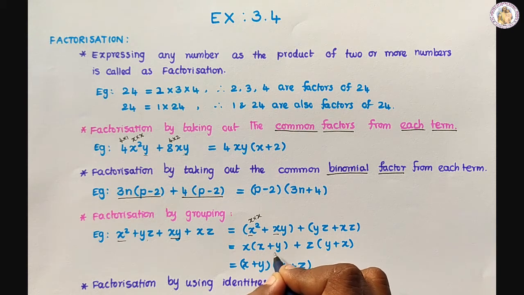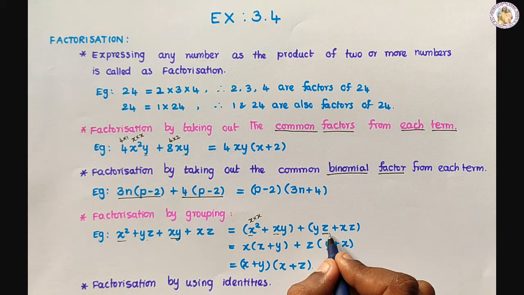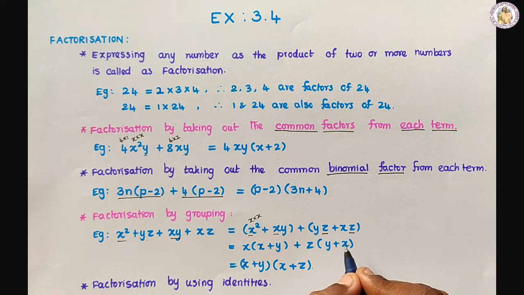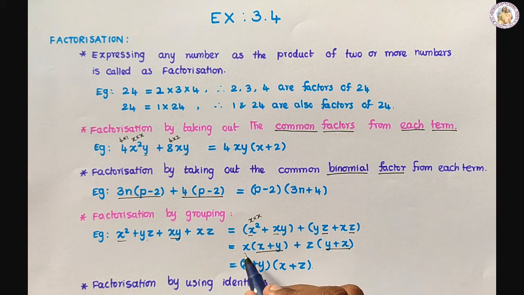So x into x plus y. In the second group, z is there in both terms. Take out z, the balance is y plus x. Here both the terms have x plus y. Taking that out, we get the remaining x plus z. So x plus y into x plus z. That is the factorization by grouping. And then factorization by using identities.